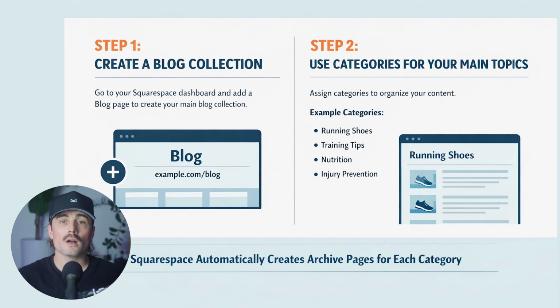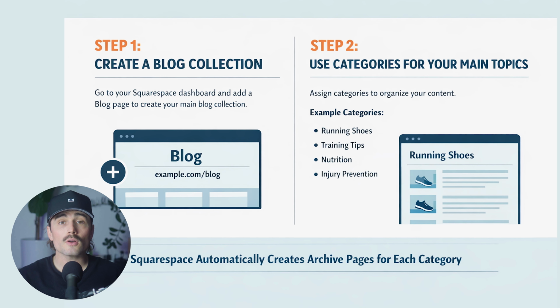Step 1, create a blog collection. First thing you need is a blog collection. In Squarespace, your blog acts as the container for all your content. To create one, go to your Squarespace dashboard and click Pages. Then click the plus icon and add a blog page. This creates the main location where your posts will live. Your blog page might appear at a URL like example.com/blog. Every article that you publish will live inside this blog collection. Once the blog is created, the next step is organizing your topics.